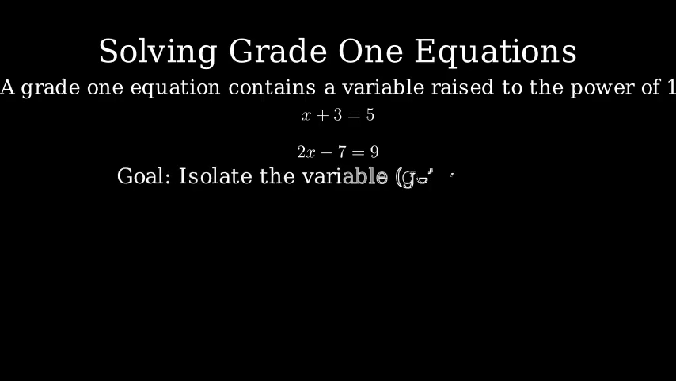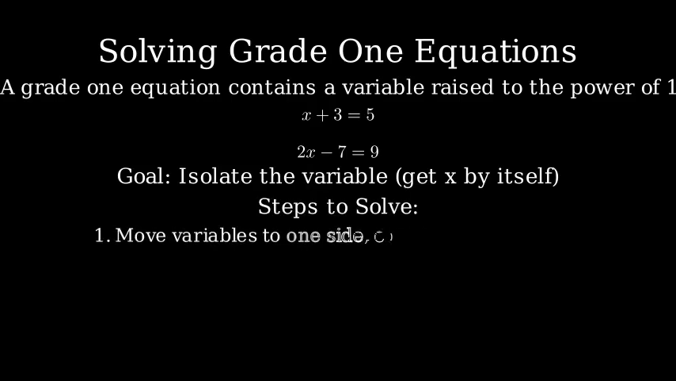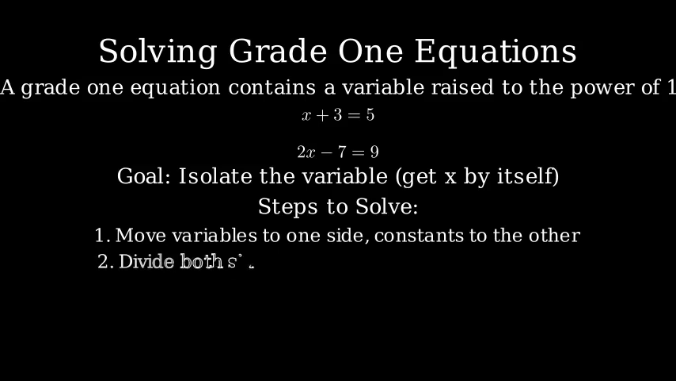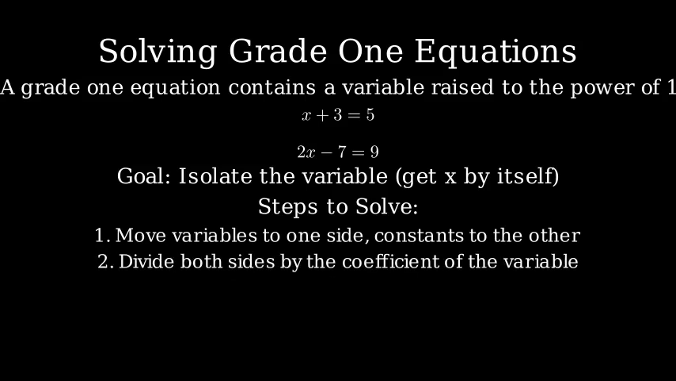Our goal is to isolate the variable, which means getting the variable by itself on one side of the equation. There are two main steps to solving grade 1 equations. First, we move all terms with the variable to one side and all constants to the other side. Then, we divide both sides by the coefficient of the variable. Let's solve our first example.